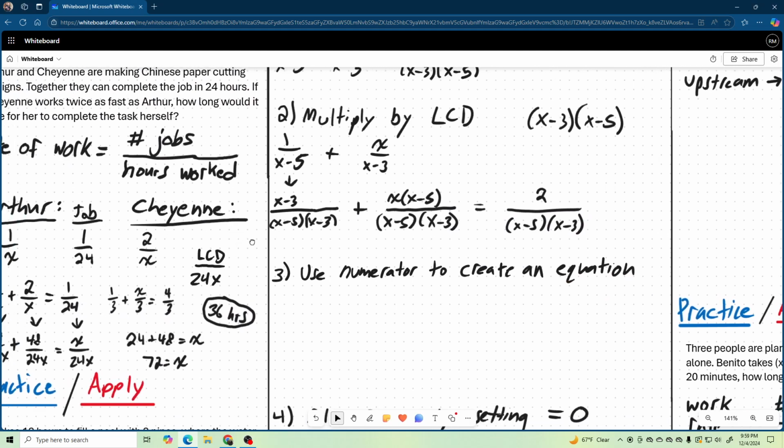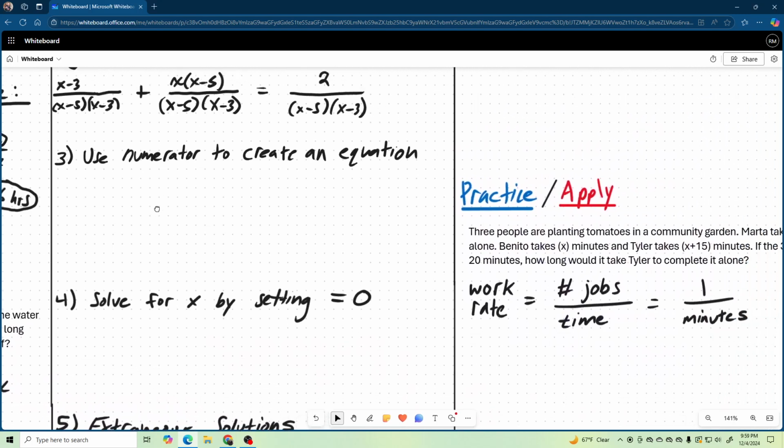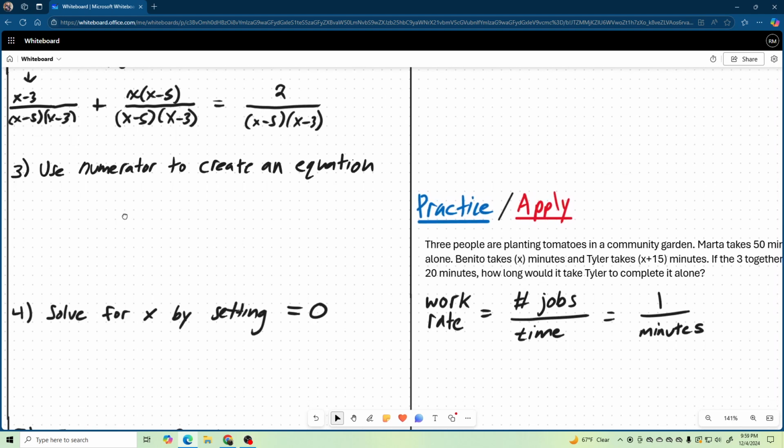And just like we did in these other problems, right? Once we know that we have 1/3 plus x over 3, right, equals 4, we can say 1 plus x equals 4. Because the denominators no longer matter, because as long as the denominators are the same, we can kind of just use the numerator to solve the problem. So that's what we're going to do here. Use the numerator to create an equation. Well, let's just do exactly what we did, right? We can ignore the denominators, basically.